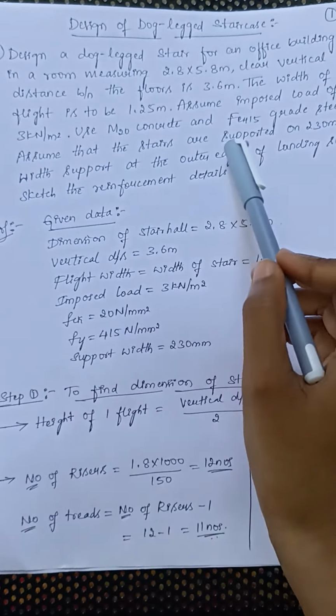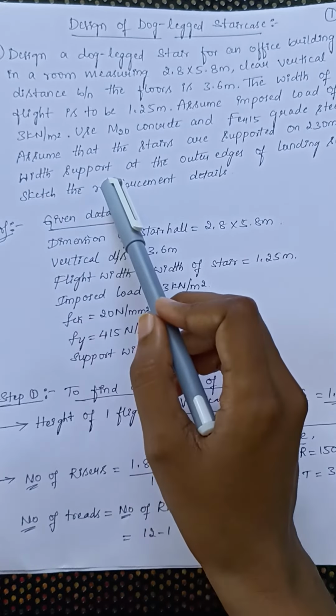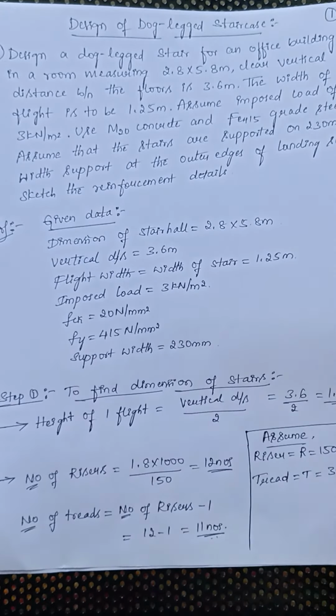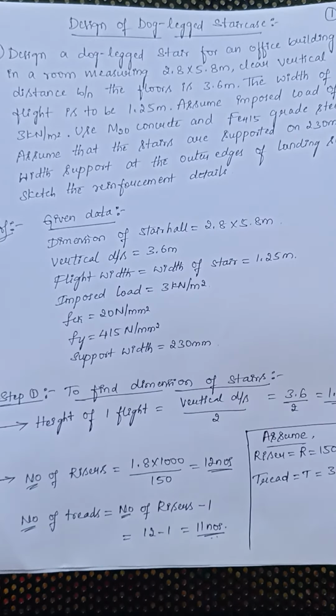Assume that the stairs are supported on 230 mm width support at the outer edges of the landing slabs. Sketch the reinforcement detail. So that is the question that is given to you. Let us start designing it.